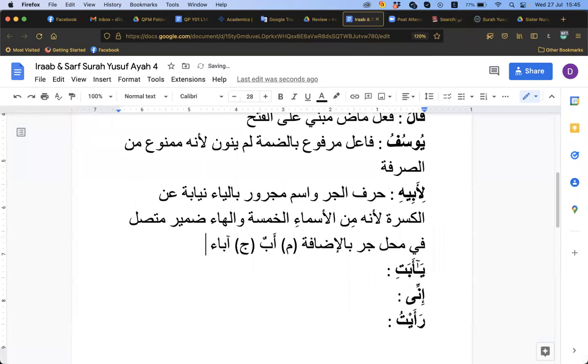Aba'u. Good. What is the rafa version when this is mudaf? Abu, with the wow. So when it's nasab, it has an alif. When it's jar like this, it has a ya. Just be careful, because abi like that can also mean my father.